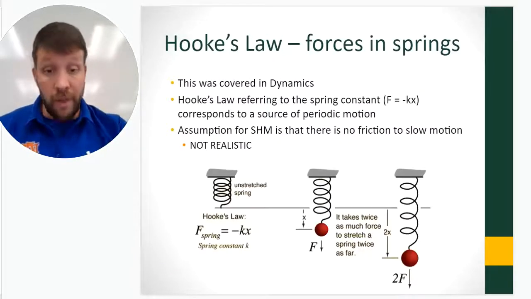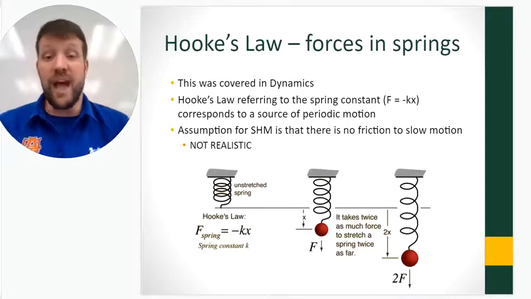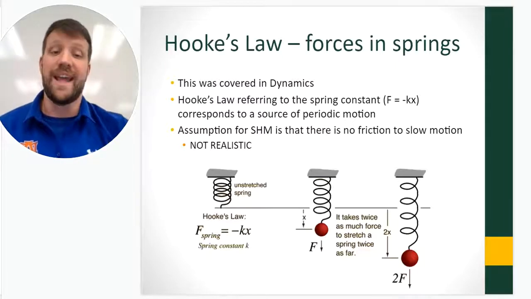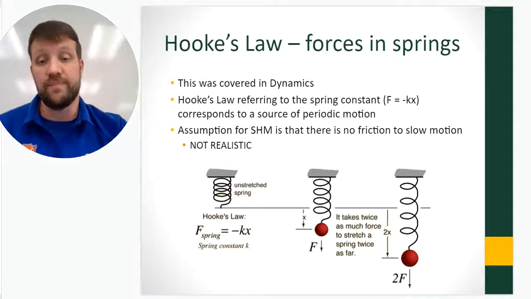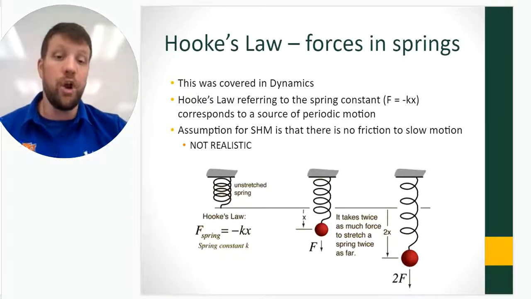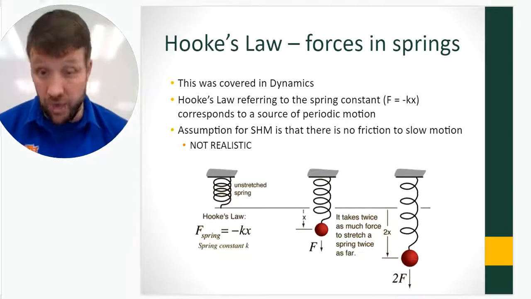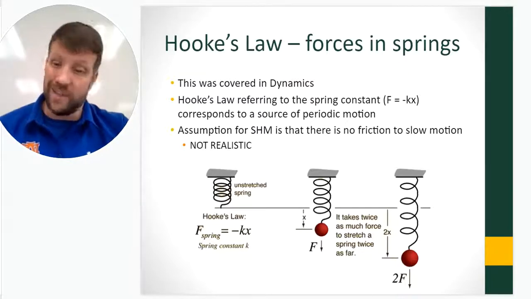So first, quick reminder of Hooke's Law. We've ended up talking about this a lot, but this was covered back in Dynamics. Hooke's Law refers to the spring constant, that k there, where F equals kx, k being the spring constant, and it corresponds to a source of periodic motion. So the assumption for simple harmonic motion is that there's no friction and it doesn't slow the motion down. Okay, so this would repeat forever. Now, as we've talked about, that's not realistic, right?